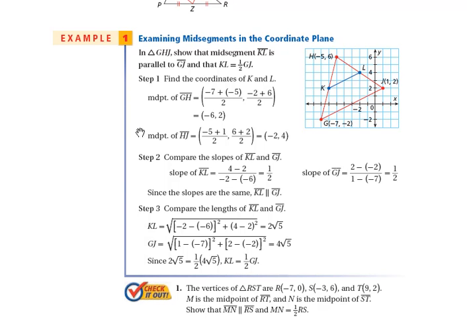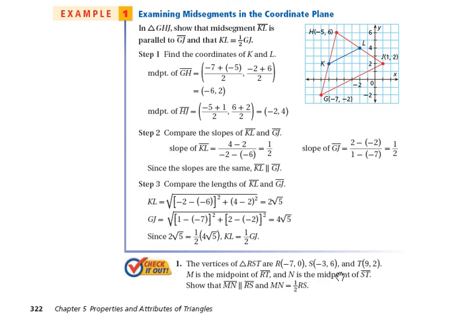We're finding the midpoint, and then we're taking the slope formula, which remember is the change in the y's over the change in the x's, and we're seeing that the slopes are the same, 1/2 and 1/2. Then we're going to compare the lengths by using the distance formula, and KL turns out to be 2 times the square root of 5, and GJ turns out to be 4 times the square root of 5, so exactly 1/2.